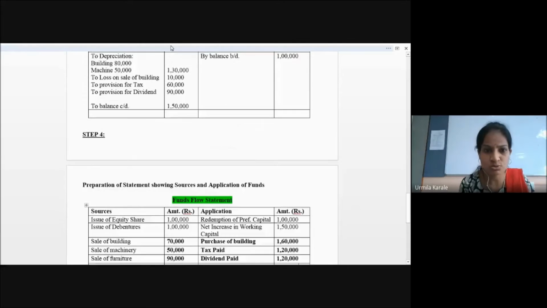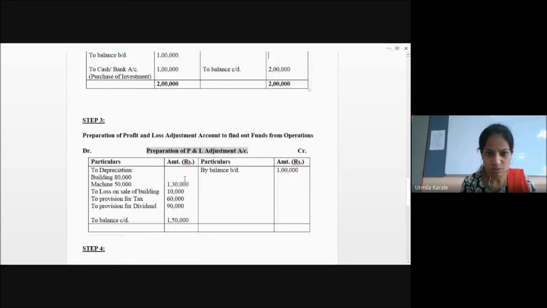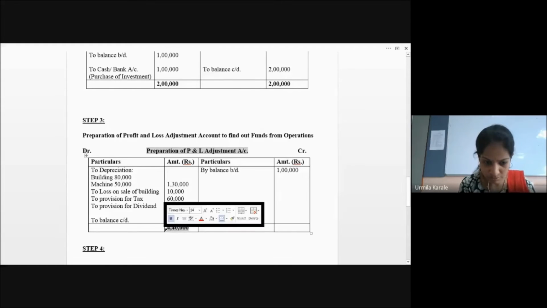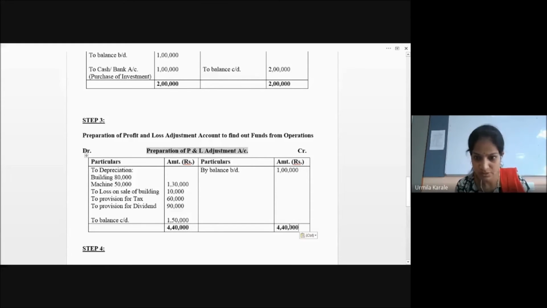Now just close these two. First you have to close the profit and loss account. Find out this side and this side. This side only 1 lakh. This side more. Just find out the total. 1,50,000 plus 90,000 plus 60,000 plus 10,000 plus 1,30,000 equals 4,40,000. So the same I'm writing on this side for balancing the account. Debit and credit side same. Out of this, 1 lakh is already there. The remaining balance is the balancing amount.